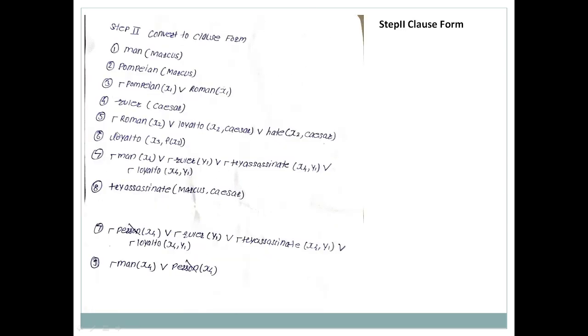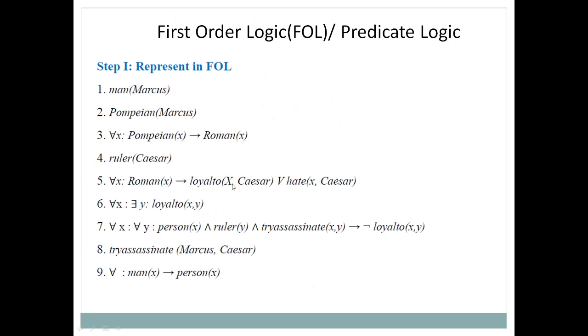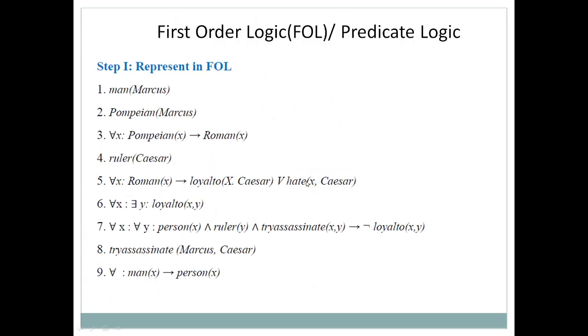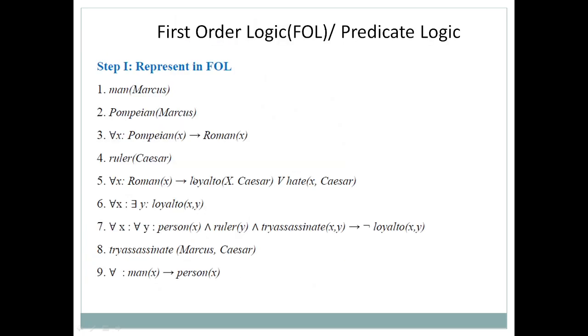So we have written negation of Roman of x2, then that implication sign is replaced by or, and the rest of the thing will remain as it is. Loyal to only x is replaced by x2, Caesar, or again here x is replaced by x2, this or will remain as it is, and the Caesar will remain as it is. So this is the clause form that we obtain for statement number 5.